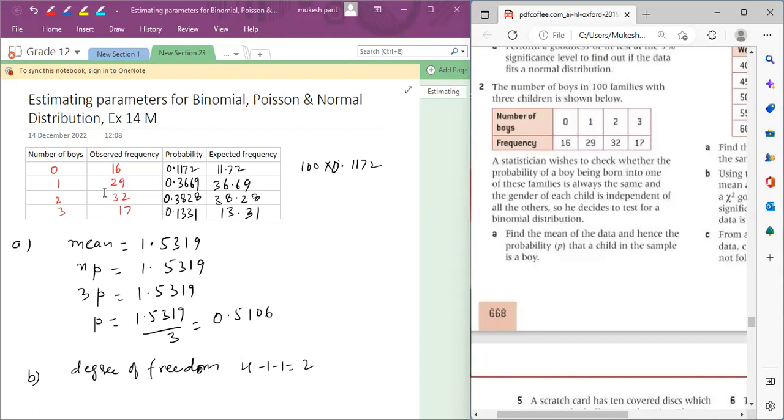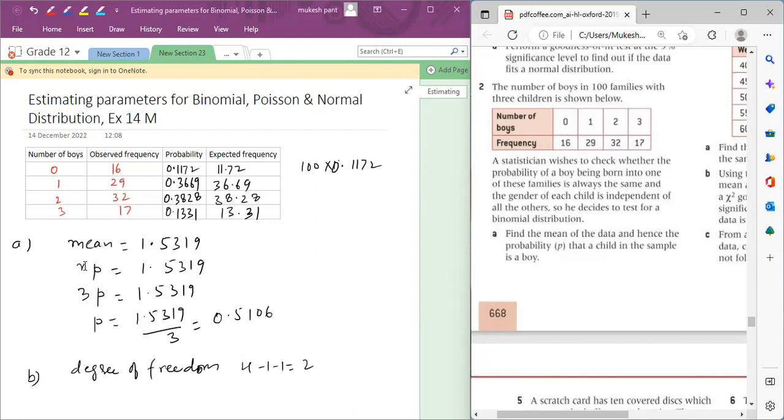I have written this table over here. Then we have to find the probability, then the expected frequency. I'm just making a complete table. So first of all, using the number of boys and observed frequency, I find the mean, and I think you know how to find the mean. Once I find the mean, I write mean over here. And what is the formula of mean for binomial distribution? np.